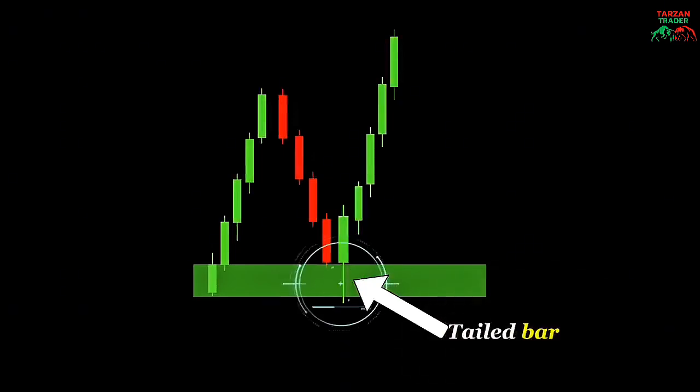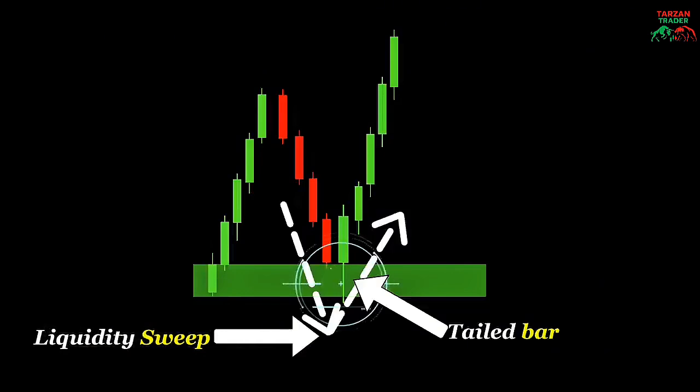When the market moves down into a demand zone, smart money often pushes the price below the zone to trigger stop losses and absorb liquidity. The long tail of the tailed bar shows us that after the liquidity sweep, buyers stepped in aggressively, rejecting the lower price. The body of the tailed bar closes back above or inside the demand zone, which signals that the demand zone is being respected by smart money.